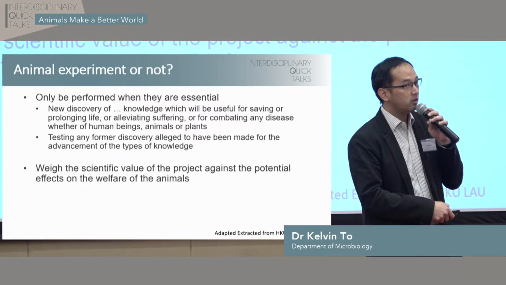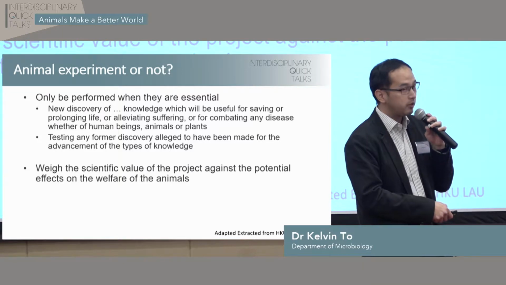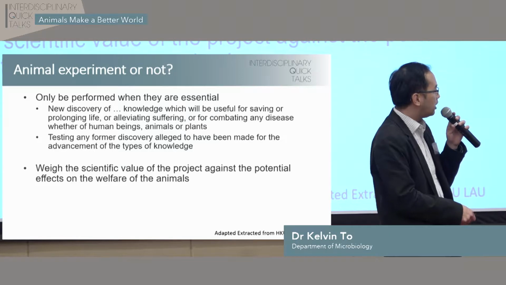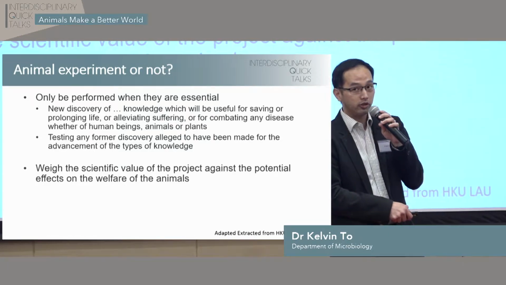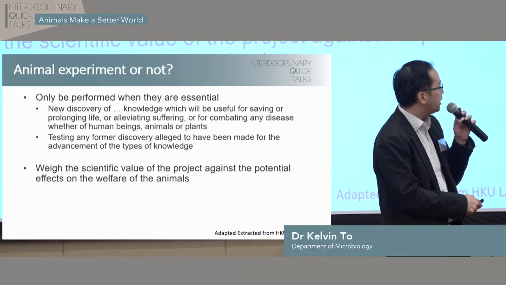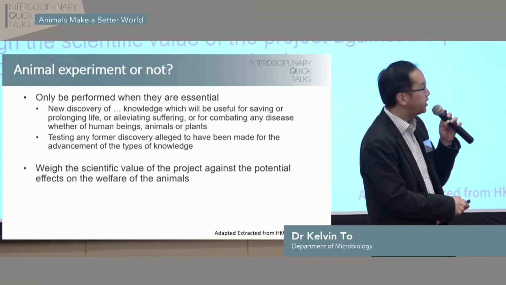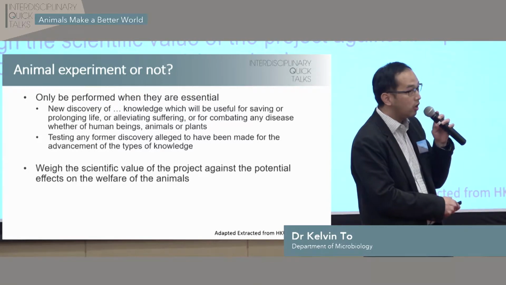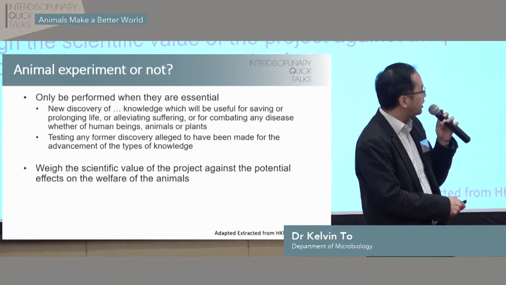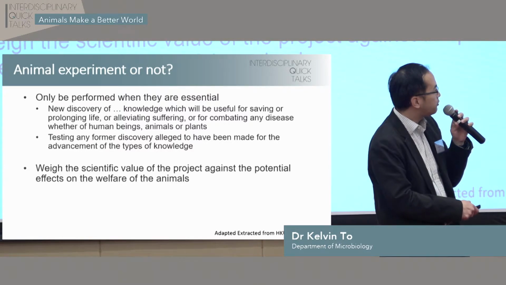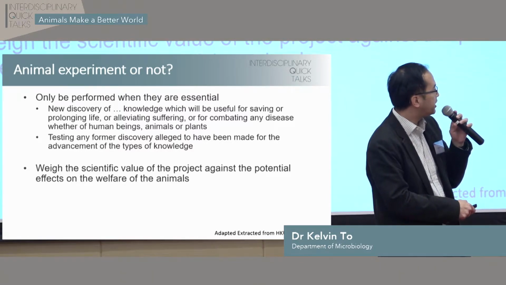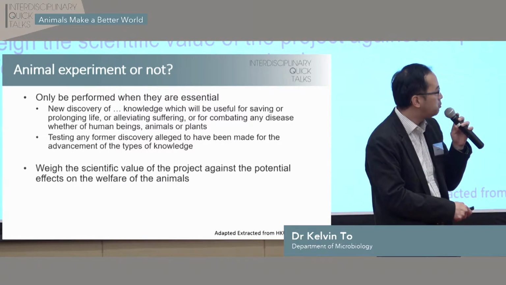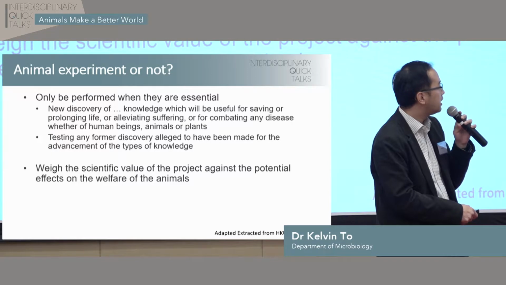When should animal experiments be performed, or should they not be performed? I extracted this from the Hong Kong U Laboratory Animal Unit. They should only be performed when they are essential. When are they essential? When the knowledge from the animal experiment, the new discovery, will be useful for saving or prolonging life, alleviating suffering, or combating any disease, whether of human beings, animals, or plants.